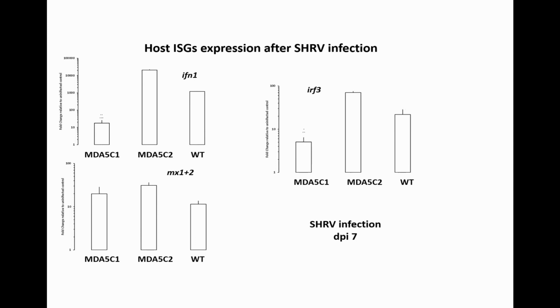And we can see here that, again, the mutated cell line has an impaired induction of interferon beta and IRF3, that is another key transcription factor of the type 1 interferon pathway. MX, that is a very classical effector, is also a little bit reduced, but not so much. This is one of the genes of the pathway that is not much affected by the mutation in MDA5.